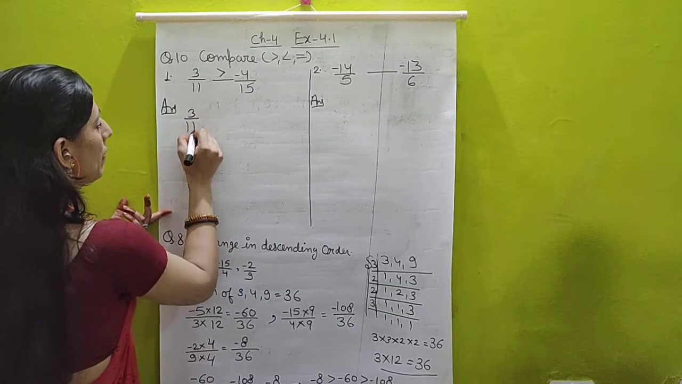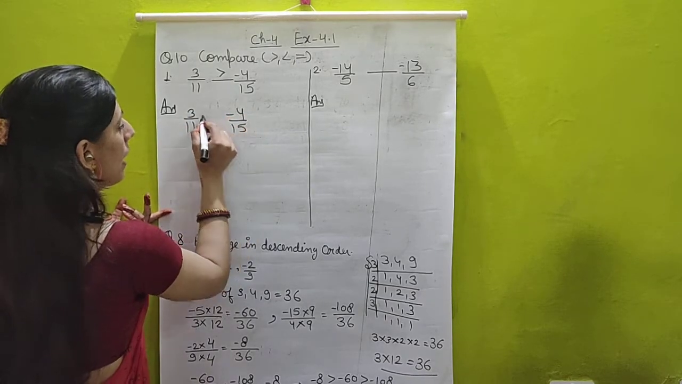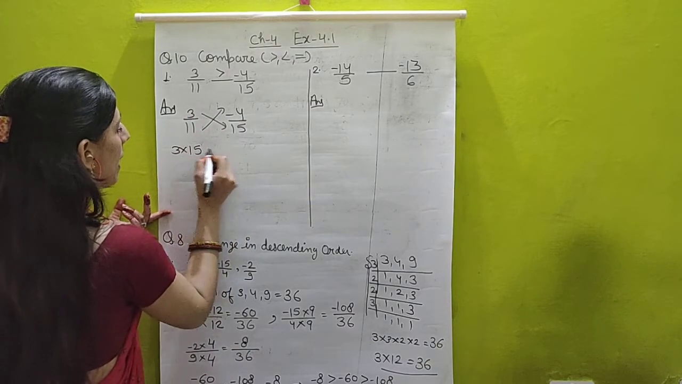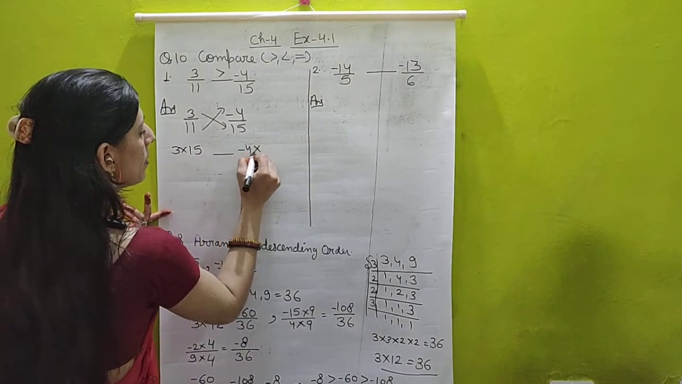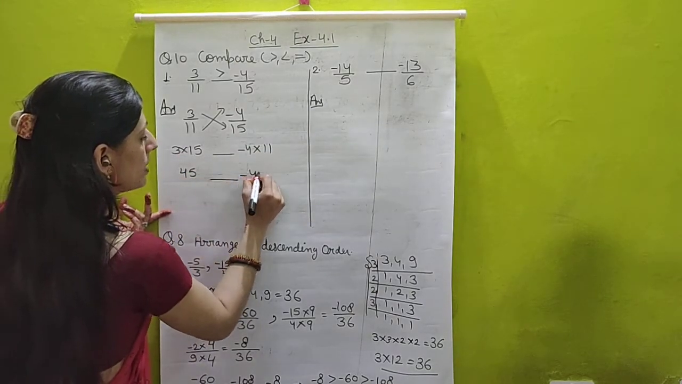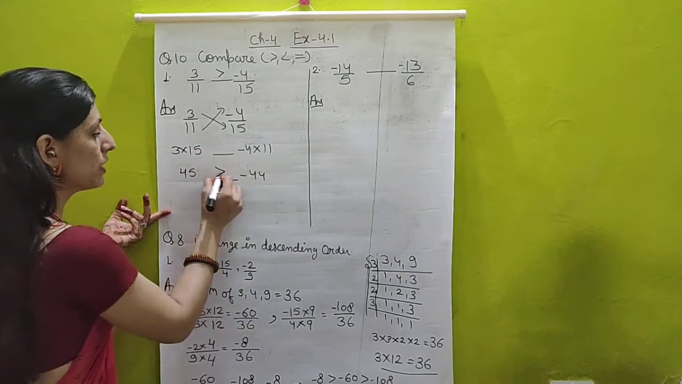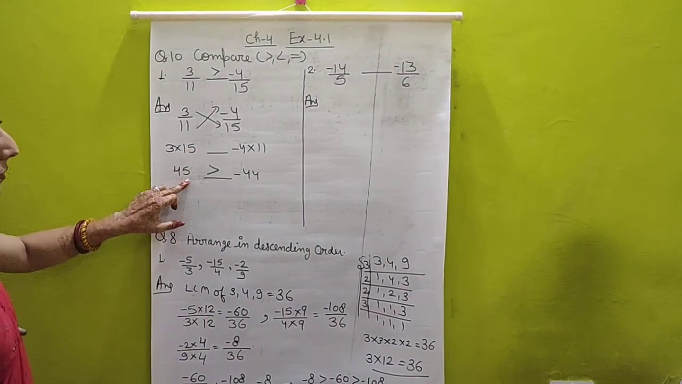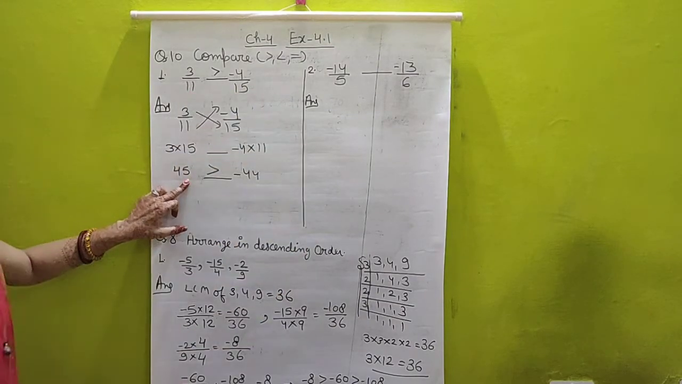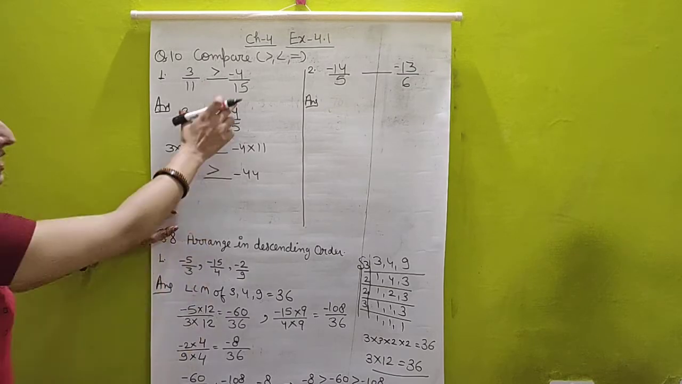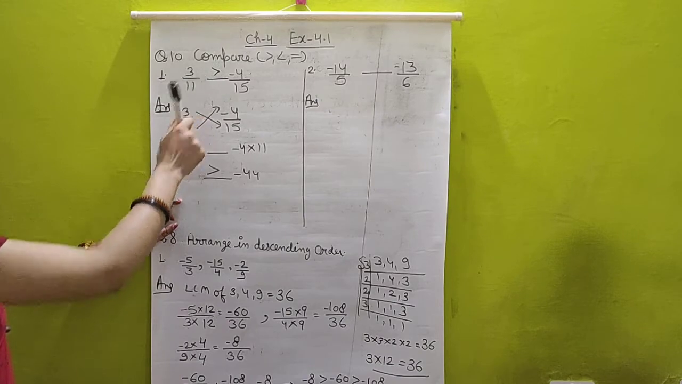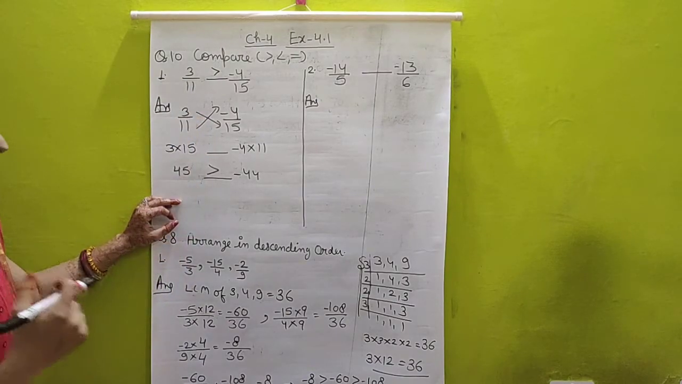3 upon 11, minus 4 upon 15. I will cross multiply here. 3 multiply by 15 and then minus 4 multiply by 11. 15 3s are 45 and here minus 44. Which one is greater? This one is greater. It means 45 is representing 3 upon 11. It means 3 upon 11 is greater than minus 4 upon 15. I have done the explanation part and also explained directly. When it comes in the exam, it will not consume your time. Okay, it will save your time.